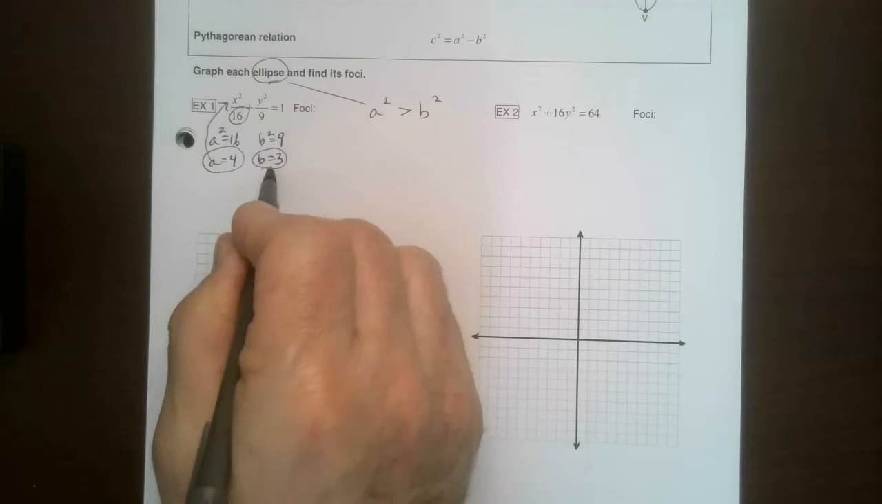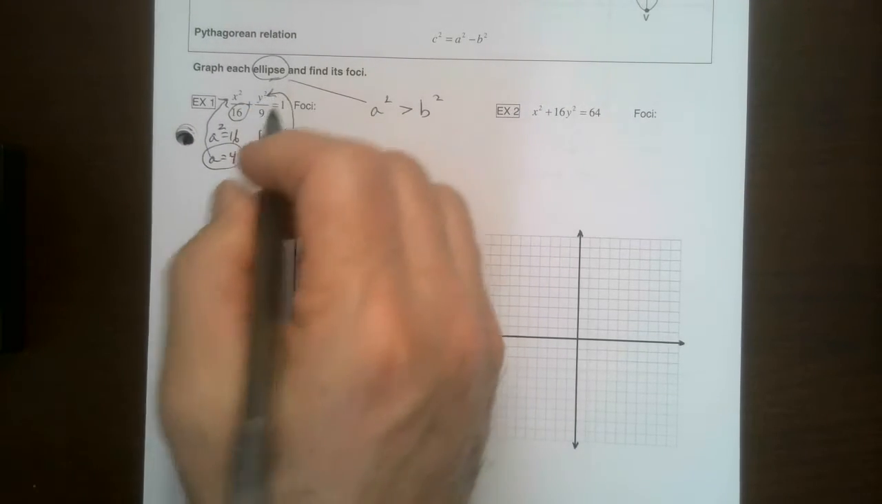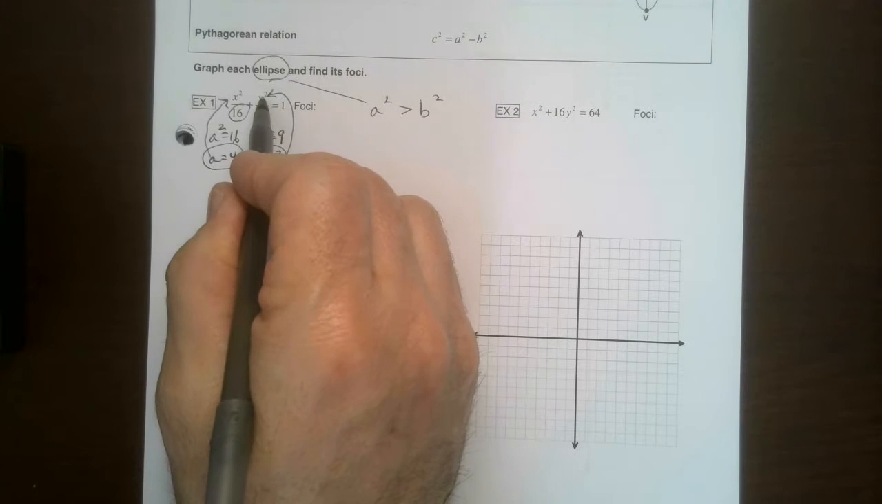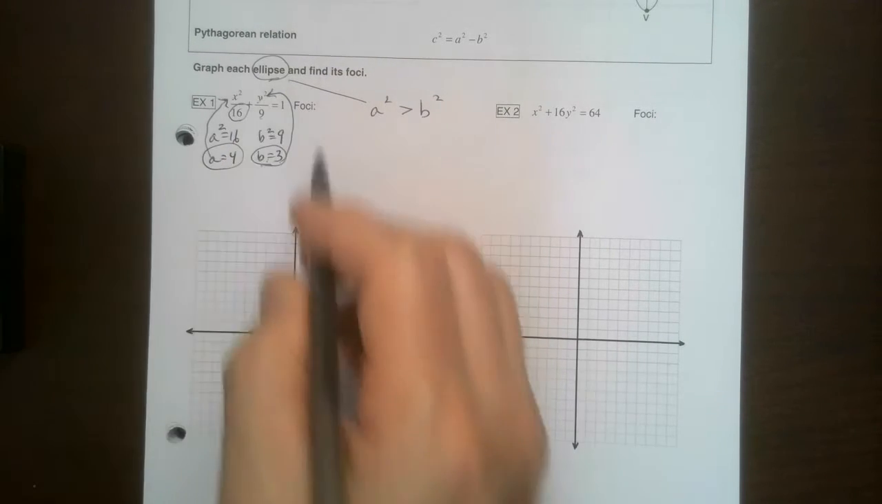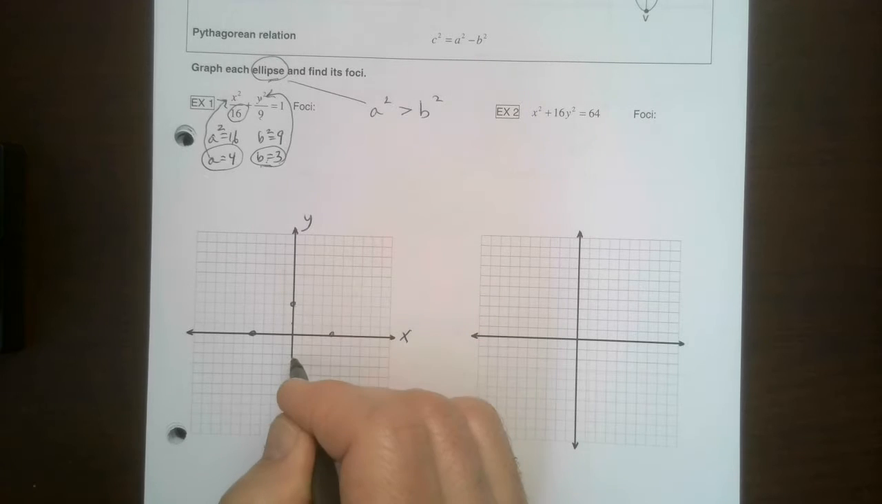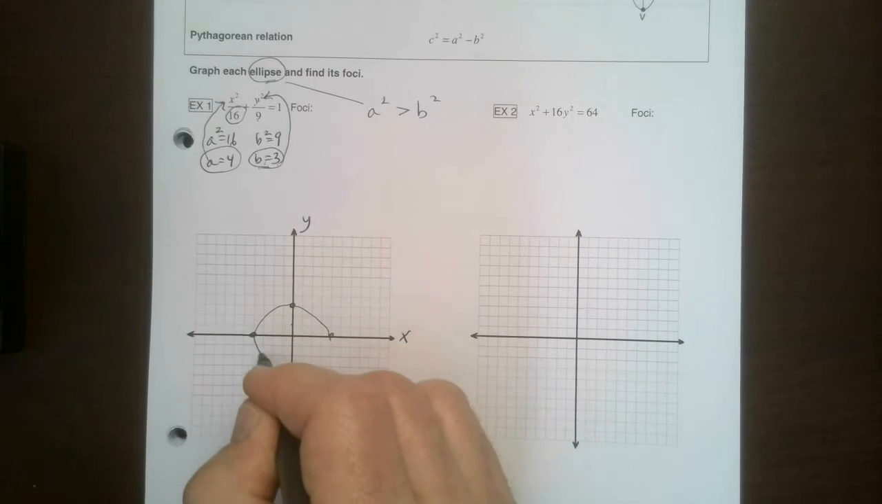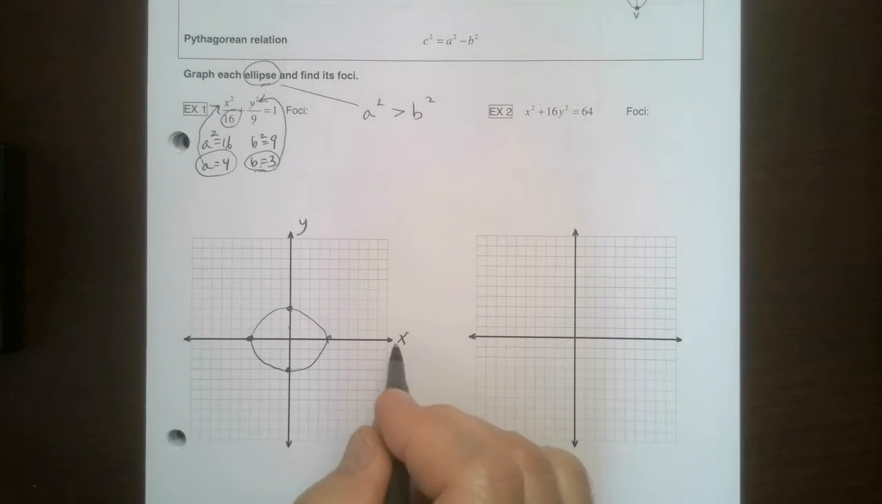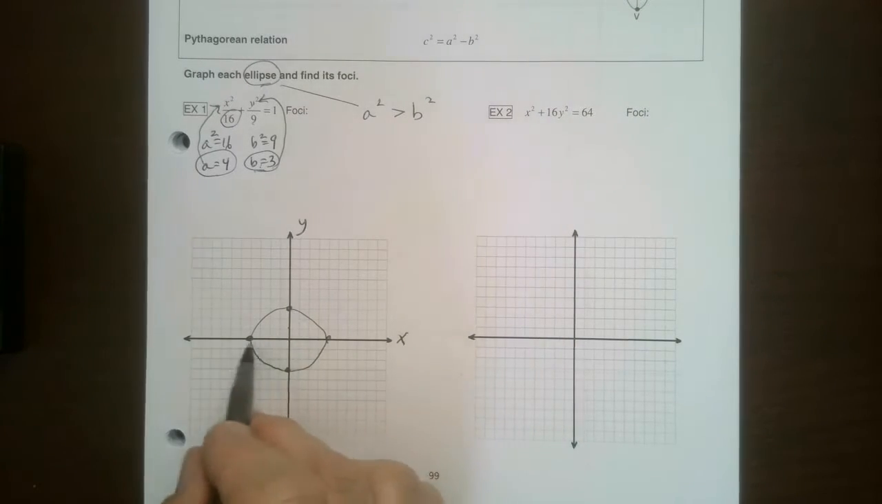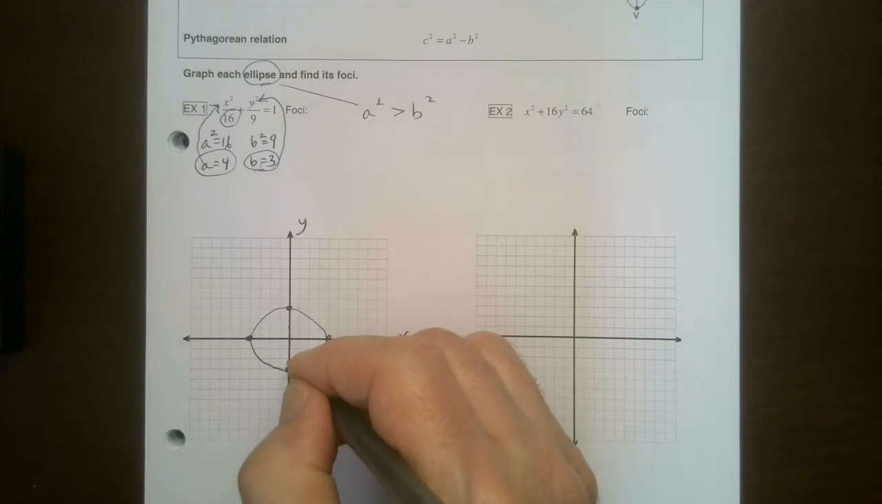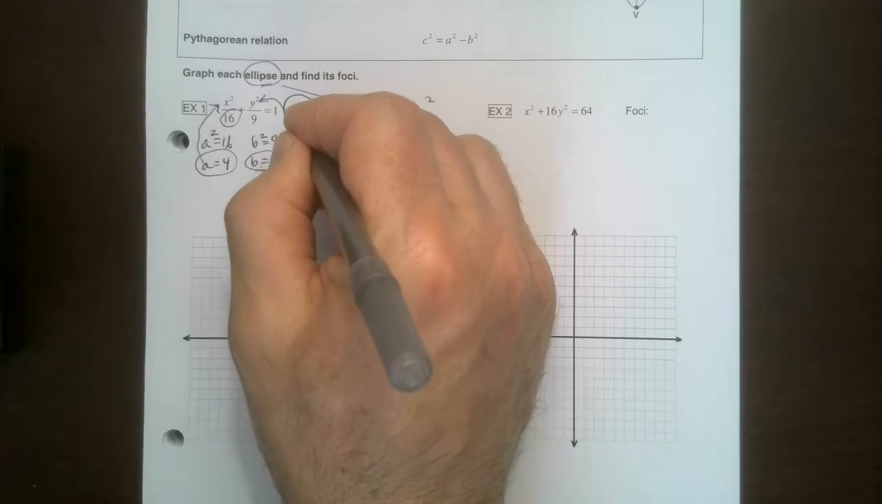And then I travel along the y-axis. Notice this is underneath y, and that's where I get the information. That's what's telling me to go up the y-axis 3, down 3. It's going to look like a circle, maybe, but it's not, because my x-axis is a little bit longer than my y-axis. Now here comes the tricky part.